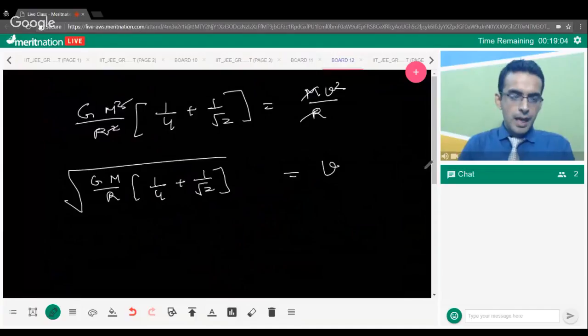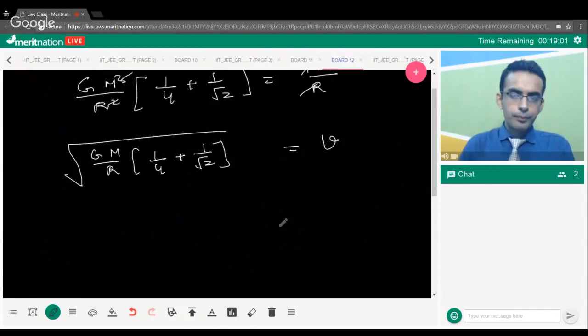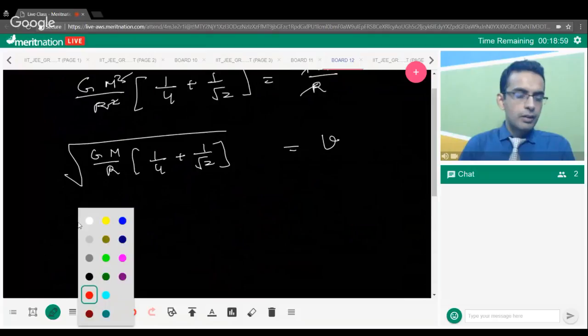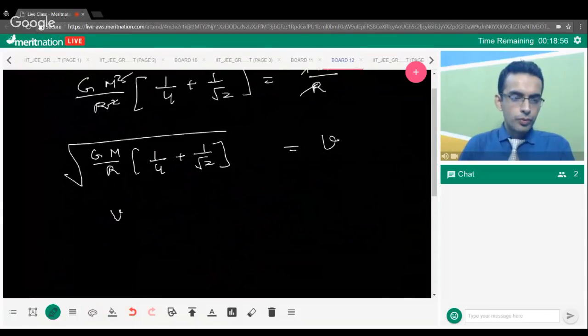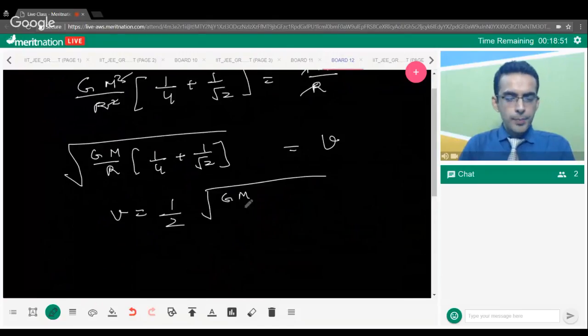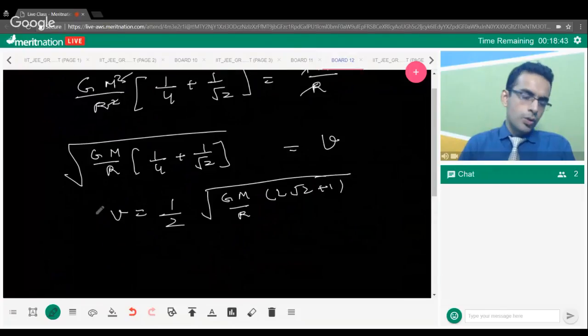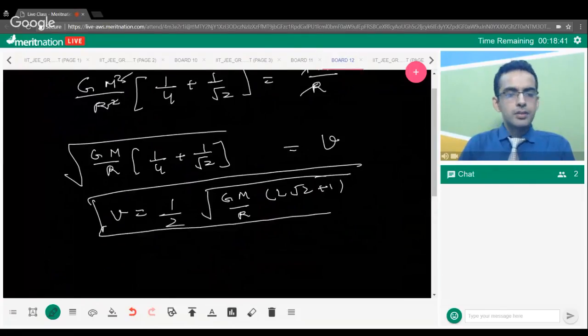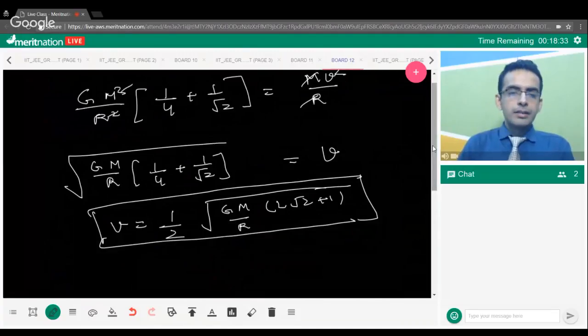Simply, you can take LCM and you can find that the value of velocity is equal to 1 by 2 of Gm by R into 2 root 2 plus 1. So that is the final answer. So how we have to find that? Simply you have got it. Actually, this formula of velocity we have got from the centripetal force formula, Sanjay.